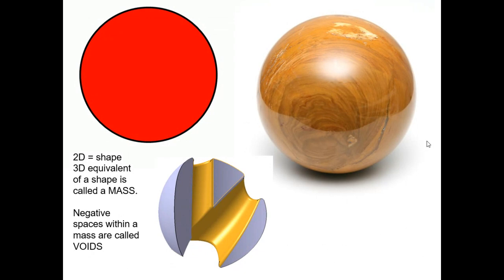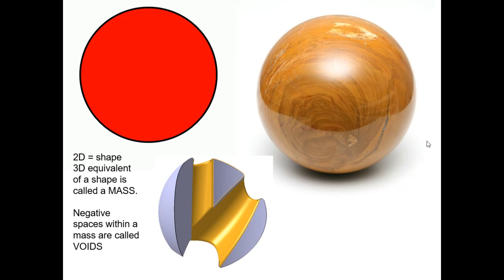So I wanted to stress this here, that when we are working on a 2-dimensional surface, we should be talking about shape. But the 3-dimensional equivalent of a shape is like that turned wooden surface that you see there, that spherical shape. That's obviously a photograph of something that's actually physically 3-dimensional. So the 3D equivalent of a 2D shape we refer to as a mass.